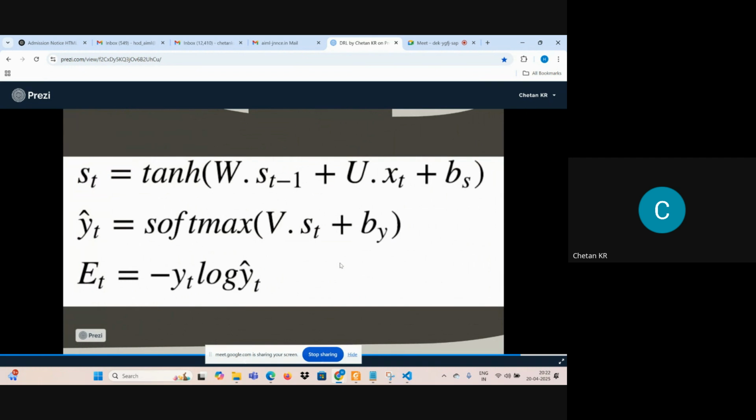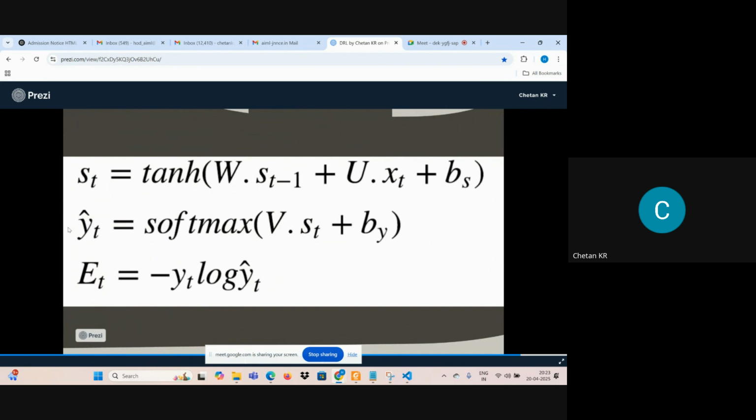Now how to calculate ST? It depends on the previous state, ST minus 1, multiplied with W. Technically, they call this the dot product. Along with that, U into XT, the current input, multiplied with U. Along with that, BS, the bias. This is a linear equation. How to make it non-linear? Apply a non-linear activation function like tanh. You get ST.